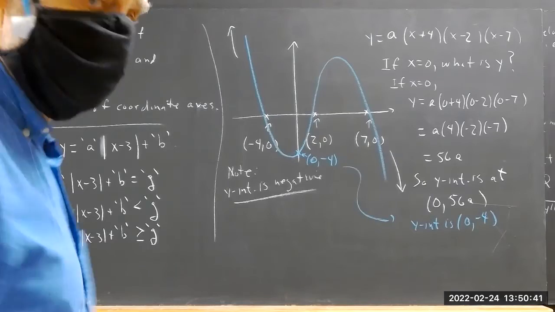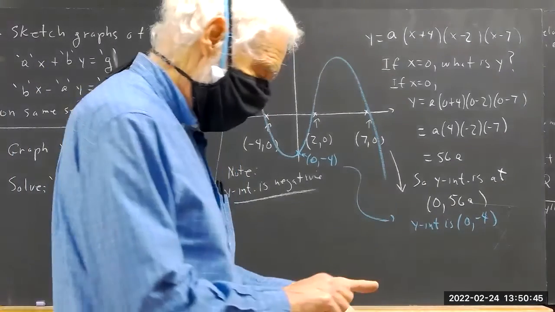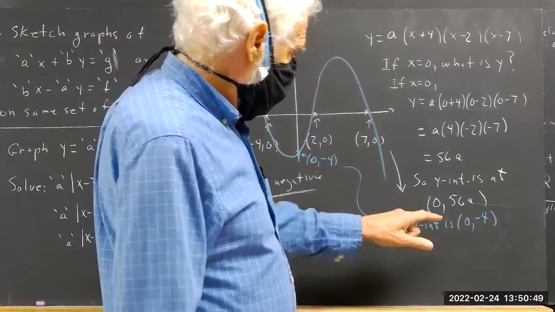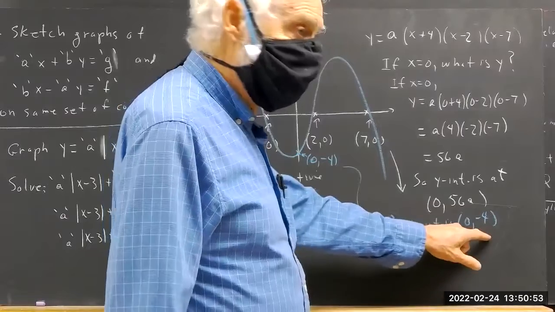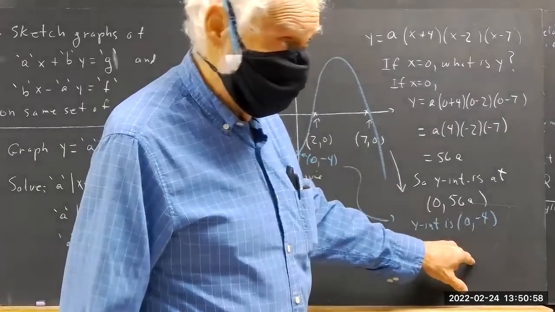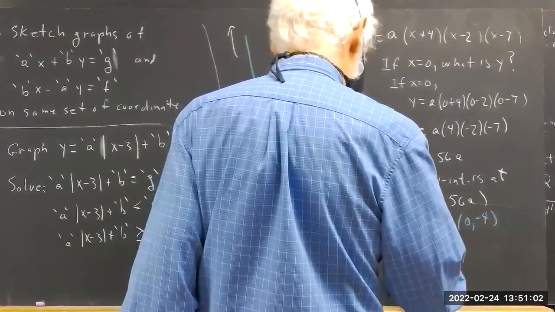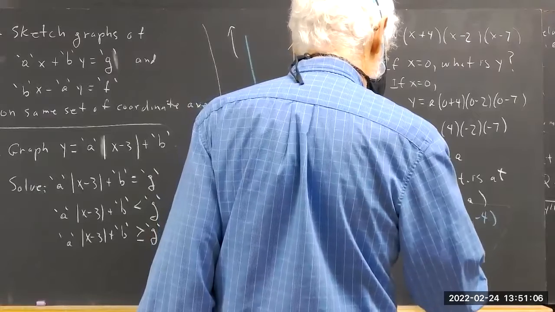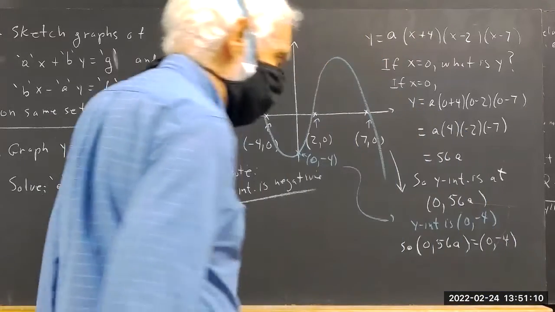Okay, there's a certain type of thinking you really want to have in mathematics, and it's a stretch for people at this point of the course. If your y-intercept is at (0, 56a), and your y-intercept is at (0, -4), well, this is the y-intercept, and this is the y-intercept, right? So we can say (0, 56a) equals (0, -4).